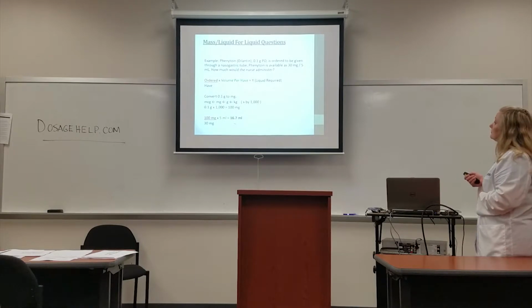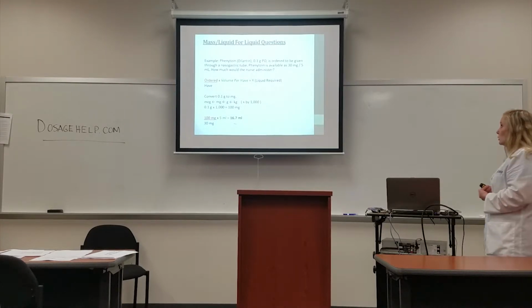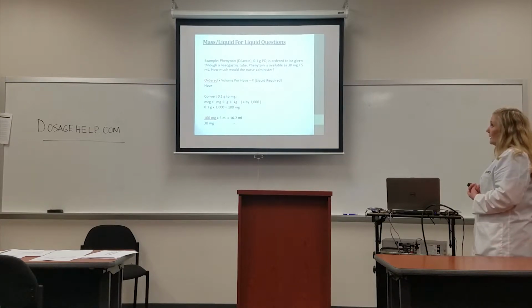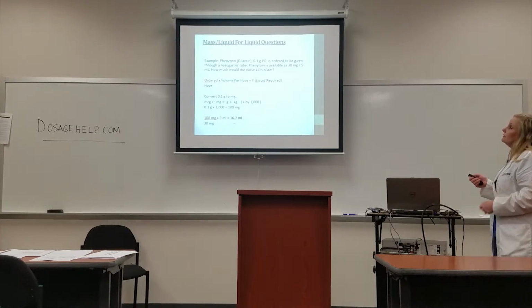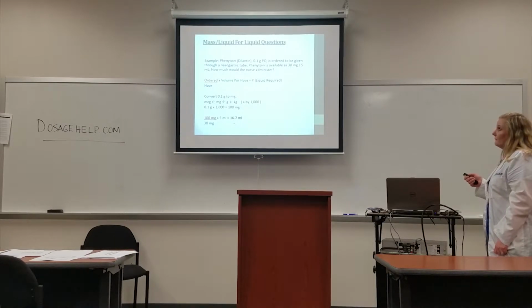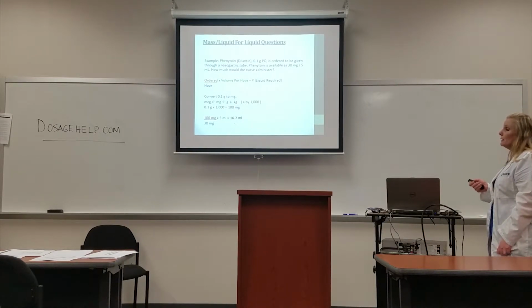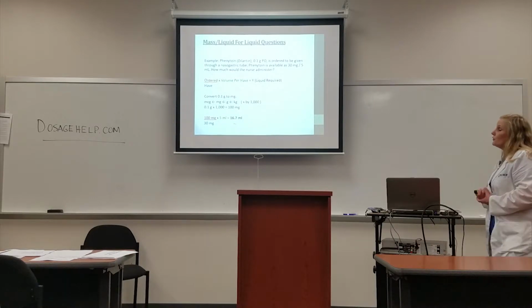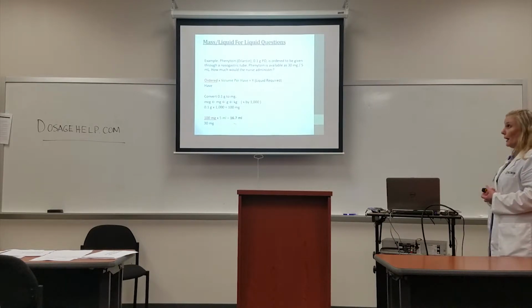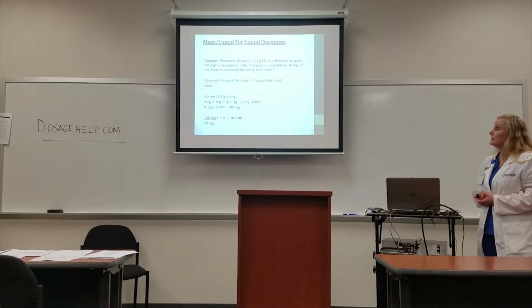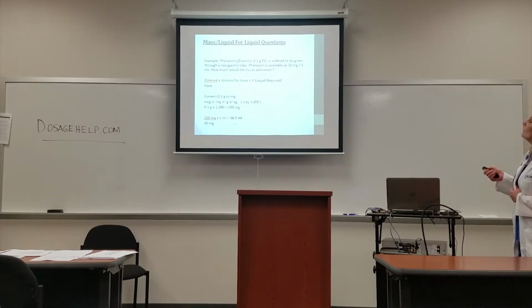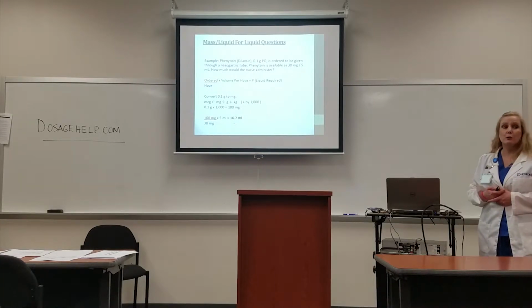It happens. Okay, so we have 0.1 grams PO ordered to be given through a nasogastric tube. Phenytoin is available as 30 milligrams in 5 mLs. So the amount of drug that is in 5 mLs is 30 milligrams. How much would the nurse administer? The first thing I would need to do is, because what's available needs to match what is ordered, I'm going to have to do a conversion.